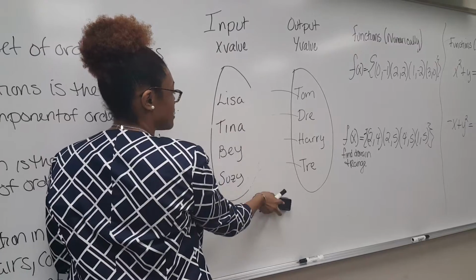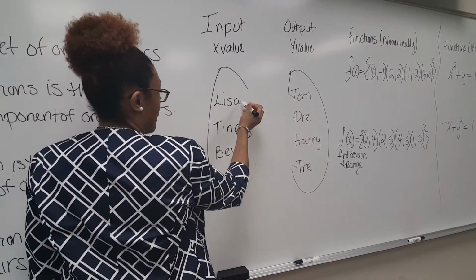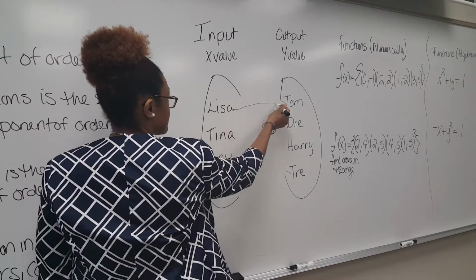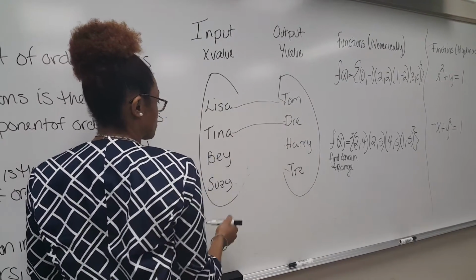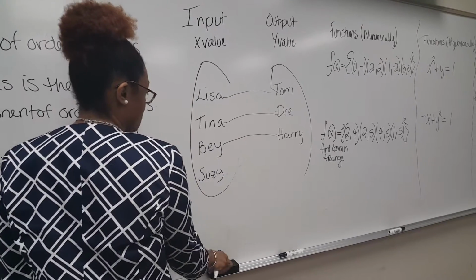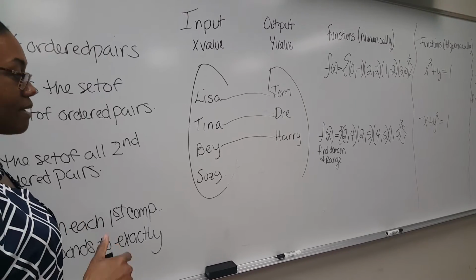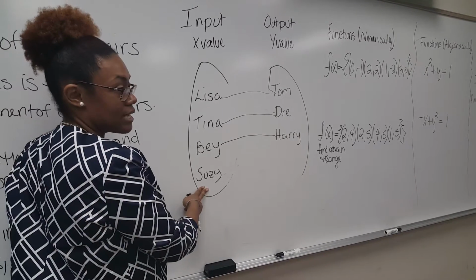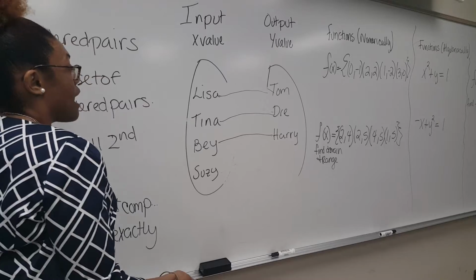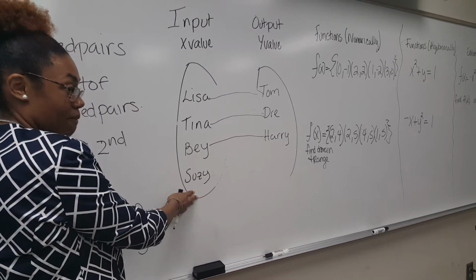But if I change this a little bit more, let's say that Lisa goes with Tom, Tina goes with Dre, Harry goes with Bay, and let's take Trey off, but Susie's left by herself. We would consider this not to be a function because Susie is all by herself. For some reason, it's a double standard in the world if a woman is left by herself.